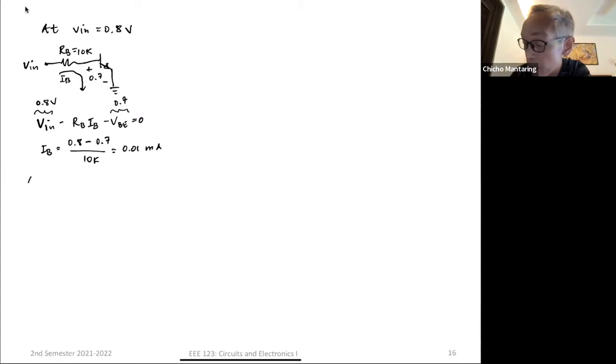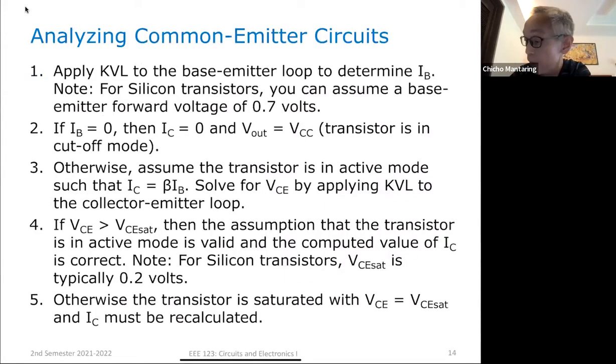Assume active. Tapos na tayo dito sa step 2. We computed already, actually, in step 1, we computed for IB. Step 2, we already saw that IB is not equal to 0. So nandito tayo ngayon sa step 3. We assume that the transistor is in active mode.